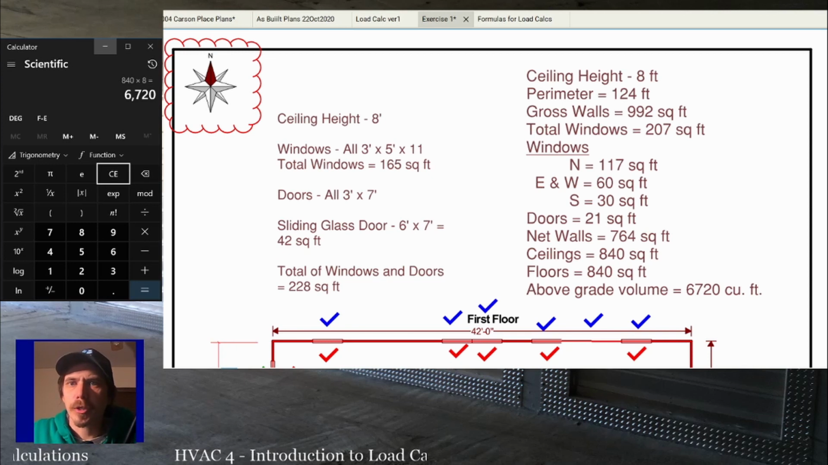Almost all the windows are going to be really close to the same size, close enough you can call them all pretty much the same size. All the doors will be close to the same size. Sliding glass doors will be about the same size.